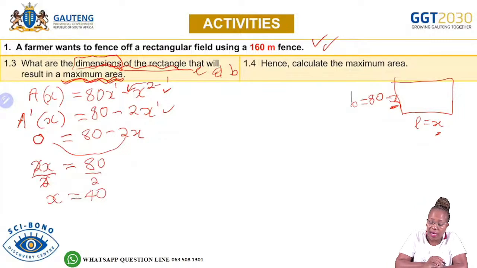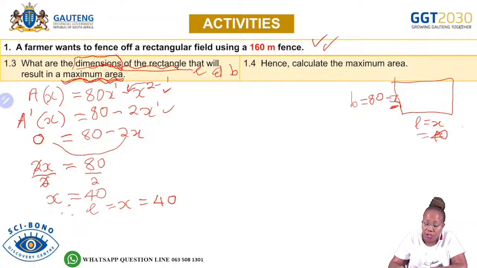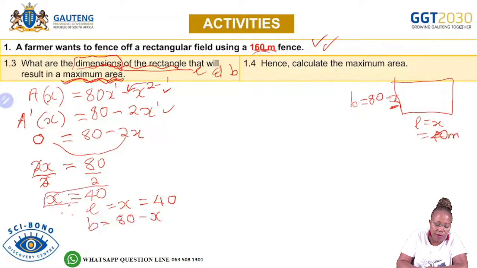So what are the real dimensions now? Therefore, the length is equal to x, which is equal to 40. So the value of this length is now 40. 40 what? Meters, because we were working with meters. And then for the breadth, our breadth is 80 minus x, and we do have the value of x now, which is equal to 40. We will now say 80 minus 40, which is also giving us 40 meters.